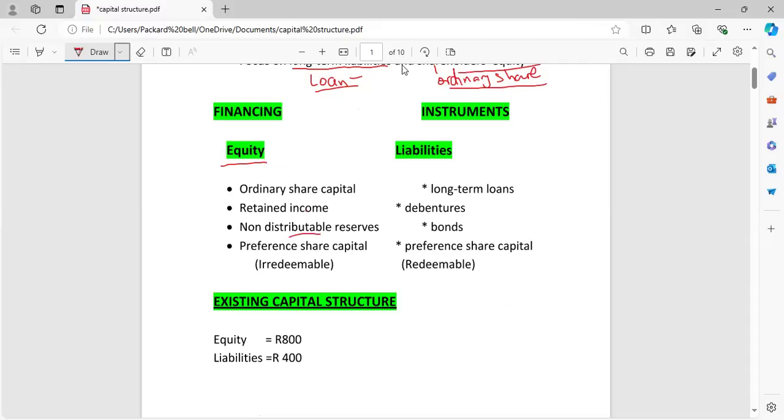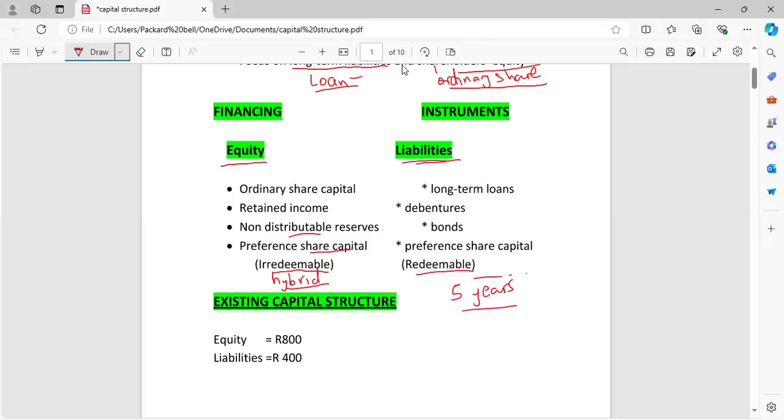Non-distributable reserve. Preference shares, remember we say preference share is a hybrid. They call it a hybrid debt. It can be equity, it can be a liability. It becomes equity if it is irredeemable. That's when it becomes equity. Then if it is redeemable, then it is a liability. It is redeemable when, if you check in your question, they will tell you that the preference share is redeemable in 5 years, which means the company will redeem back these preference shares in 5 years. So in that way, it becomes a liability.